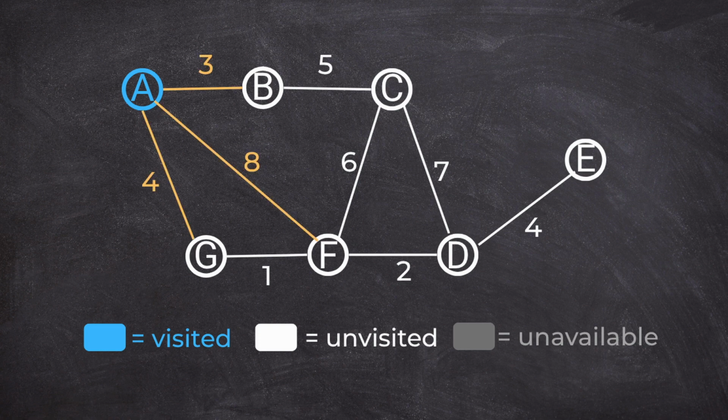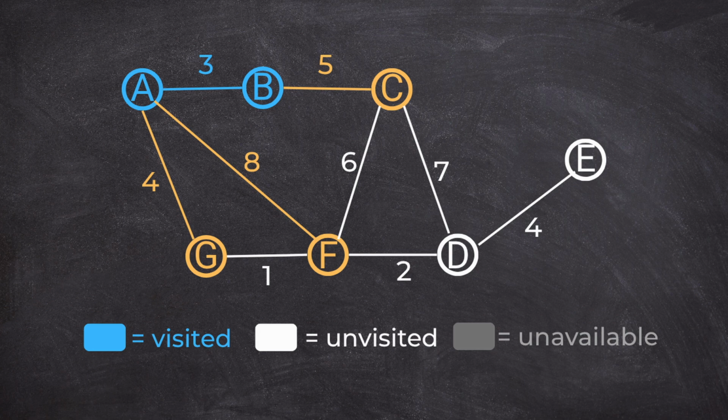Prim's algorithm is greedy, so always pick the smallest cost edge. So I pick the edge with cost 3, which goes to B. Mark B as visited. Blue nodes, which are visited nodes, are the start of the minimum spanning tree.